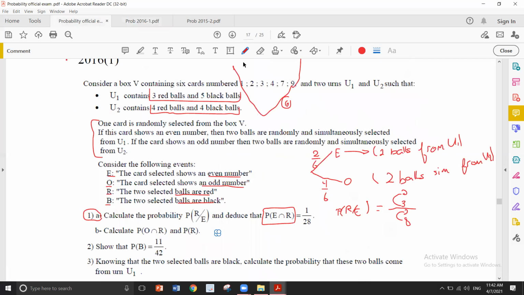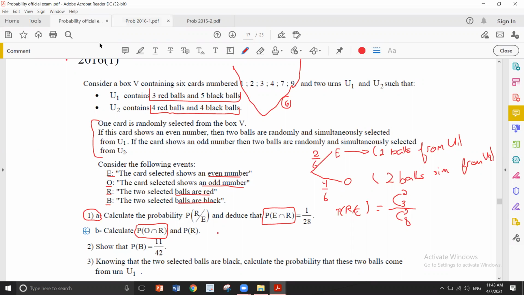Now part B, how to calculate the probability of O intersection R? Odd intersection R, like this, equals how much? Come on, how did we calculate the probability of E intersection R? Yes, I use P(R given O).